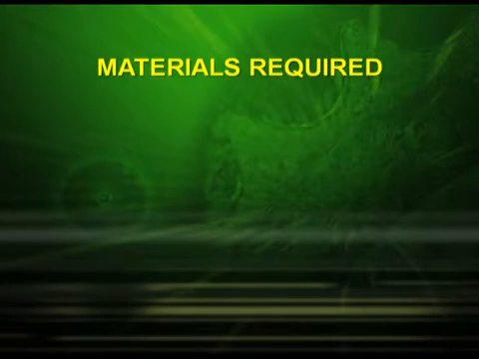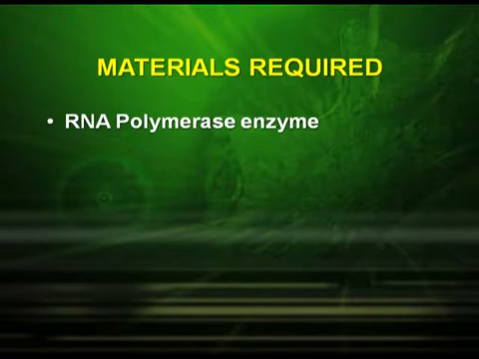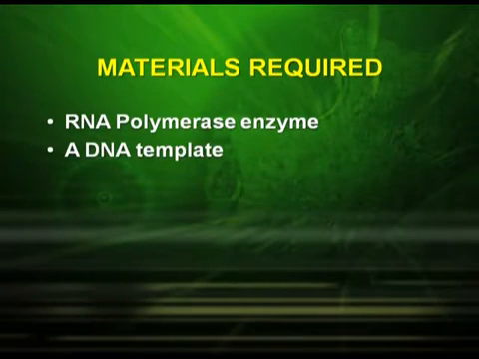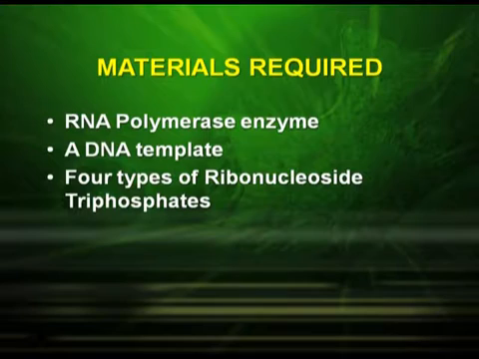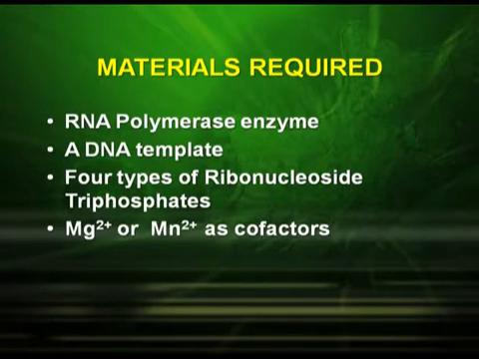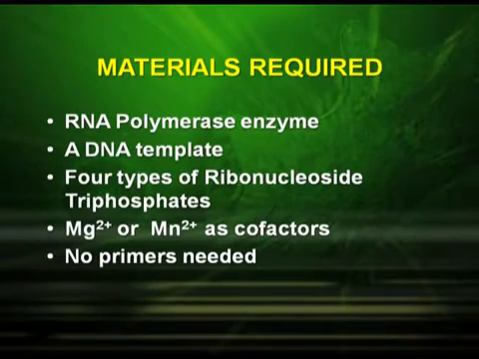Now let us see what materials are required. The first very important enzyme is RNA polymerase, then a DNA template, then four types of ribonucleoside triphosphates corresponding to two purines and two pyrimidines, then magnesium and manganese ions as cofactors. But a very important thing here is that no primer is needed, which was needed in DNA replication.